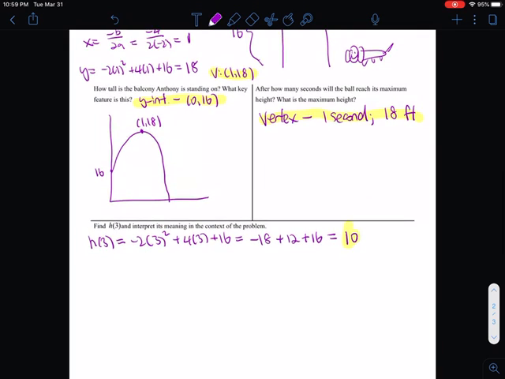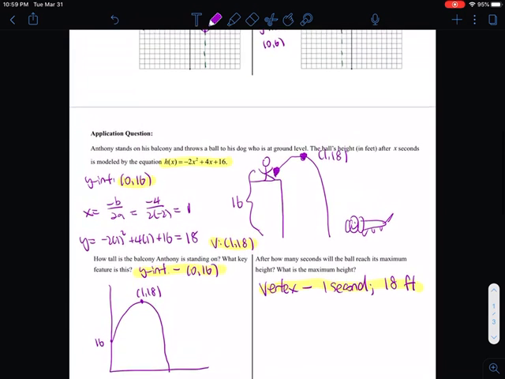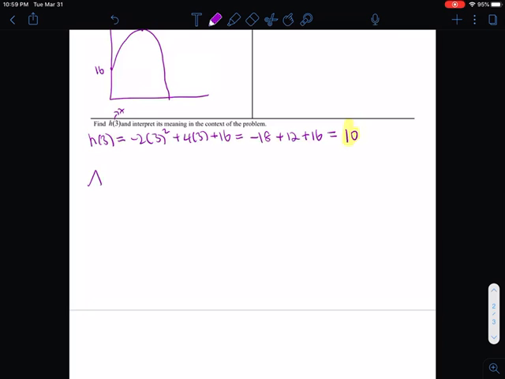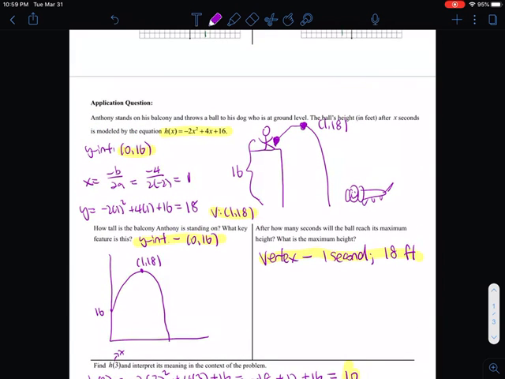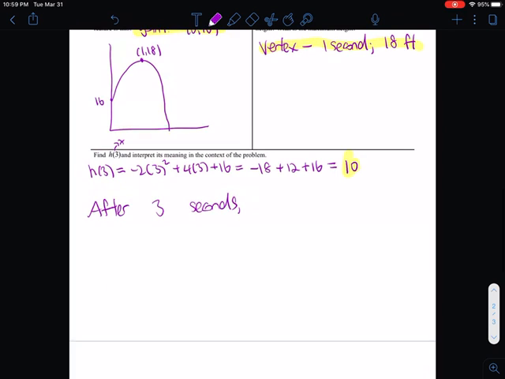And what does that mean in the context? Well, so when x is 3, meaning after 3 seconds, because in this case, x is how many seconds? After 3 seconds, the y value is 10, and in this case, the y value is the height of the ball. So after 3 seconds, the ball is at 10 feet high.